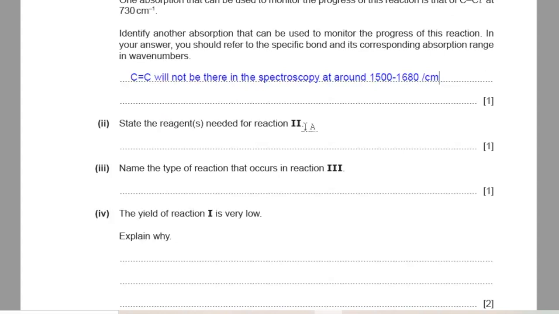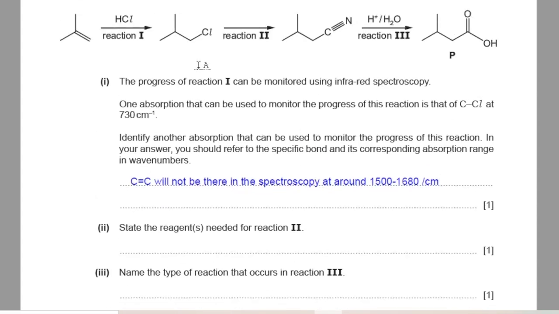Now state the reagents needed for reaction 2. So in reaction 2 the halogenoalkane has become a nitrile. This is due to KCN. This needs KCN. Part 3, name the type of reaction that occurs in reaction 3. So a nitrile group has now been changed to a carboxylic acid. This requires water and a concentrated acid. So this is hydrolysis because there is addition of a water molecule.